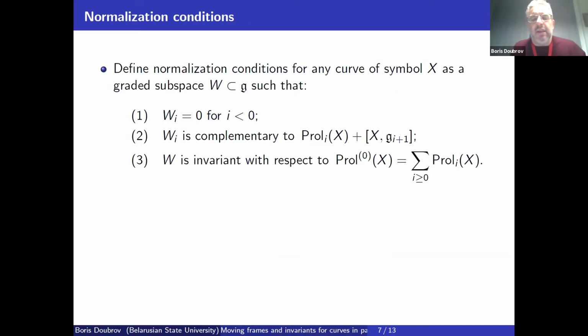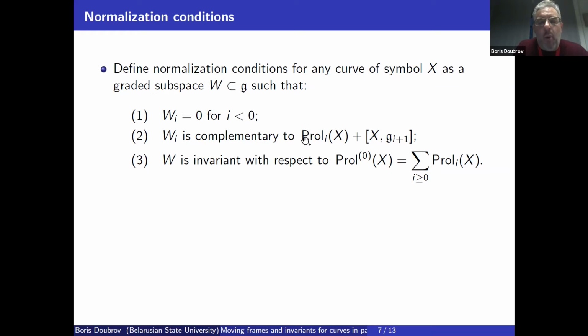Now let us see. As I say, we would want to impose some linear conditions on the image of omega on our canonical moving frame bundle. So these restrictions or conditions are called normalization conditions. And so what we would want to have as a normalization condition is a subspace W in G that satisfies the following three conditions. So first of all, it is concentrated in non-negative degree. That's one thing.